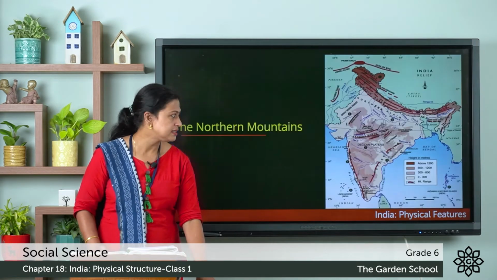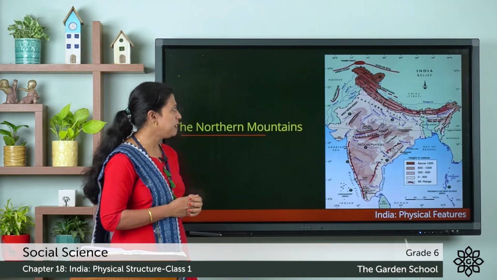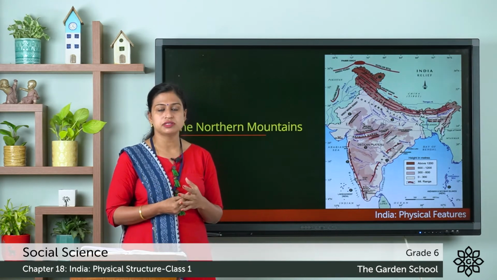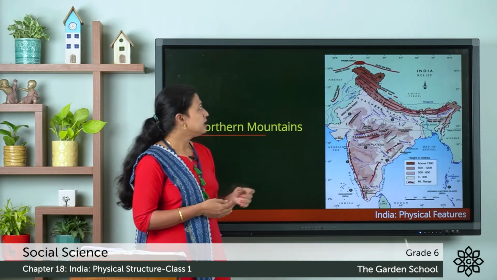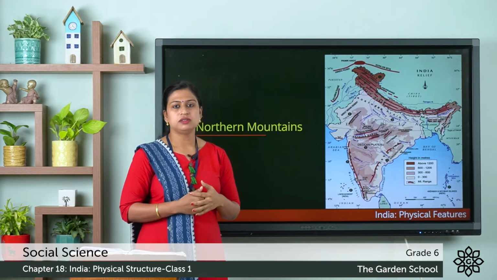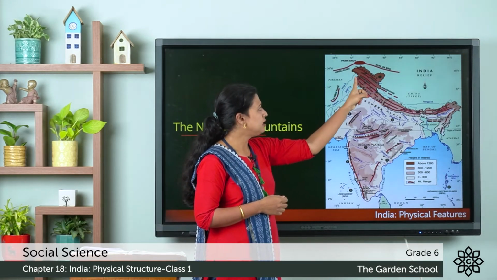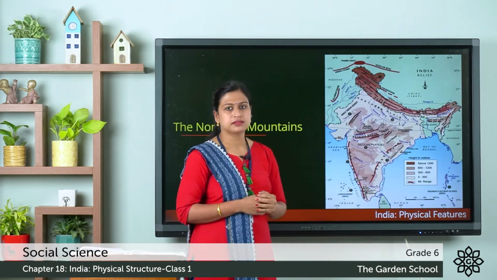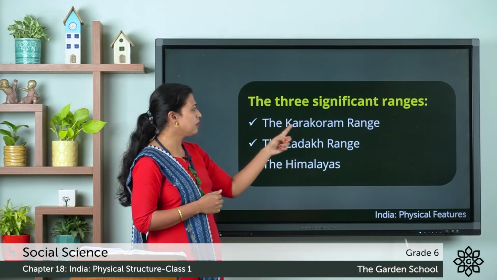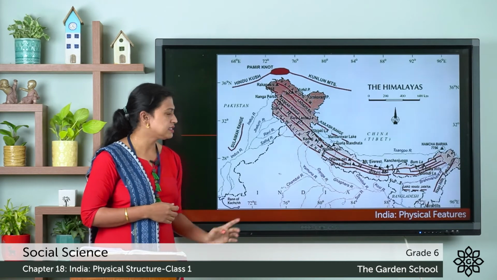So first, let's discuss the northern mountains. As you can see here in this picture, the northern mountains form a series of mountain ranges or mountain chains that originate from Pamir Knot in Central Asia. Now this northern mountain has three ranges, that is the Karakoram range, Ladakh range and the Himalayas. So let's see this figure once again.